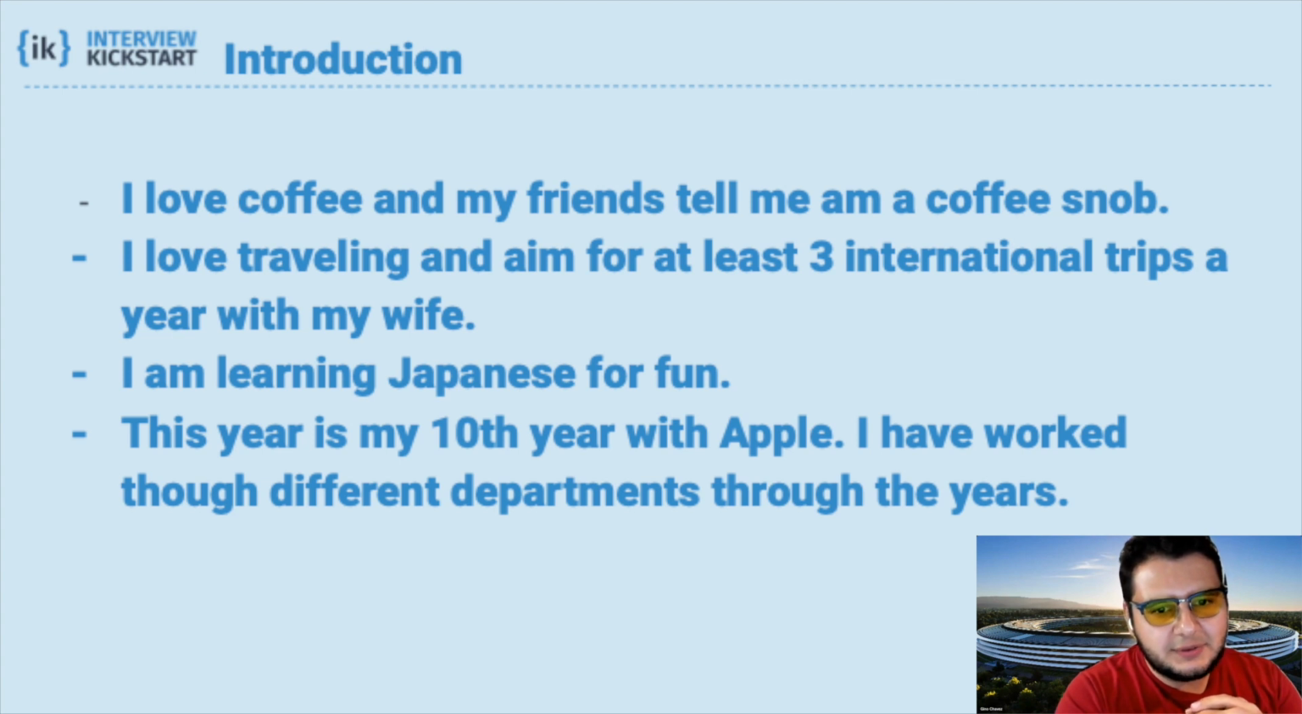Another thing about me, I love traveling. Usually my wife and I aim for about 3 international trips a year. Usually it happens, sometimes it doesn't, but that's what we're aiming for. Another thing, I like learning, and I like learning for fun. If it's something I like to do, I will do it just because it's fun. One of the things I'm doing right now is learning Japanese. I like Japanese culture. I don't see myself living there, but I do like the culture, so I'm learning Japanese just for fun.